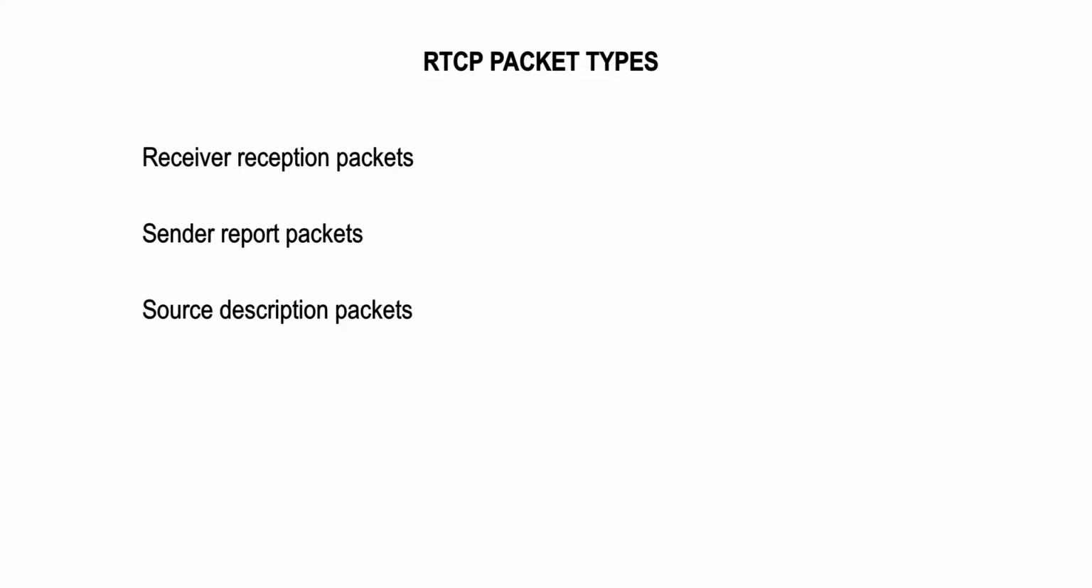RTCP packets are stackable. Receiver reception reports, sender reports, and source descriptors can be concatenated into a single packet. The resulting packet is then encapsulated into a UDP segment and forwarded into the multicast tree.